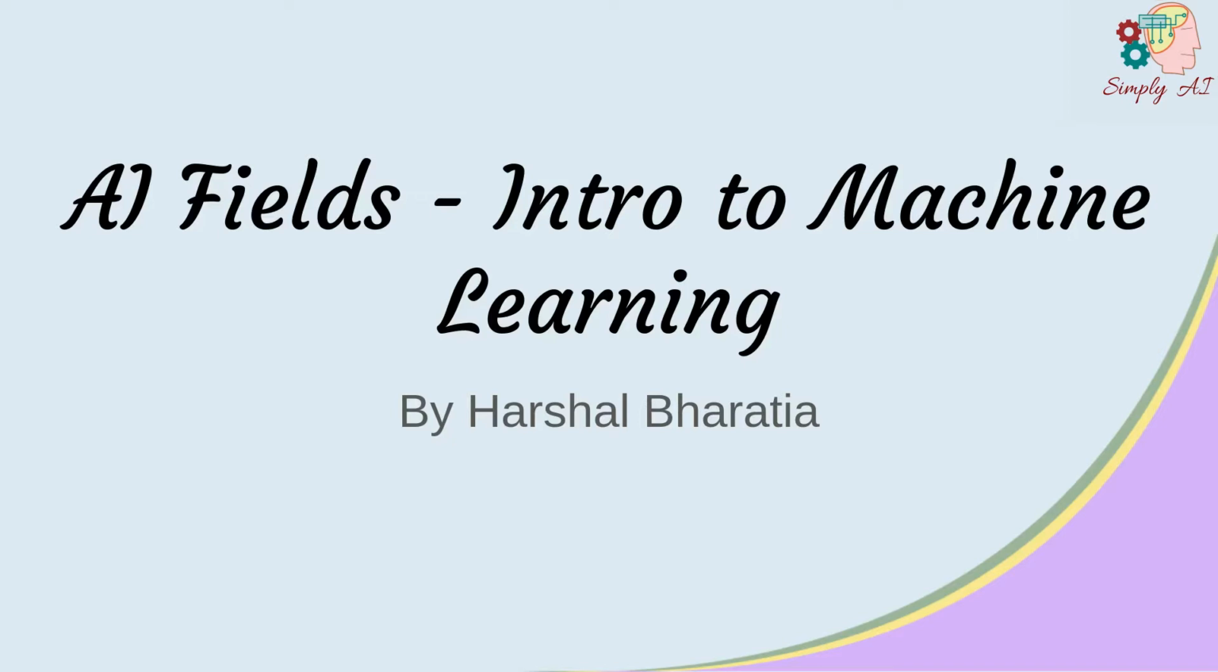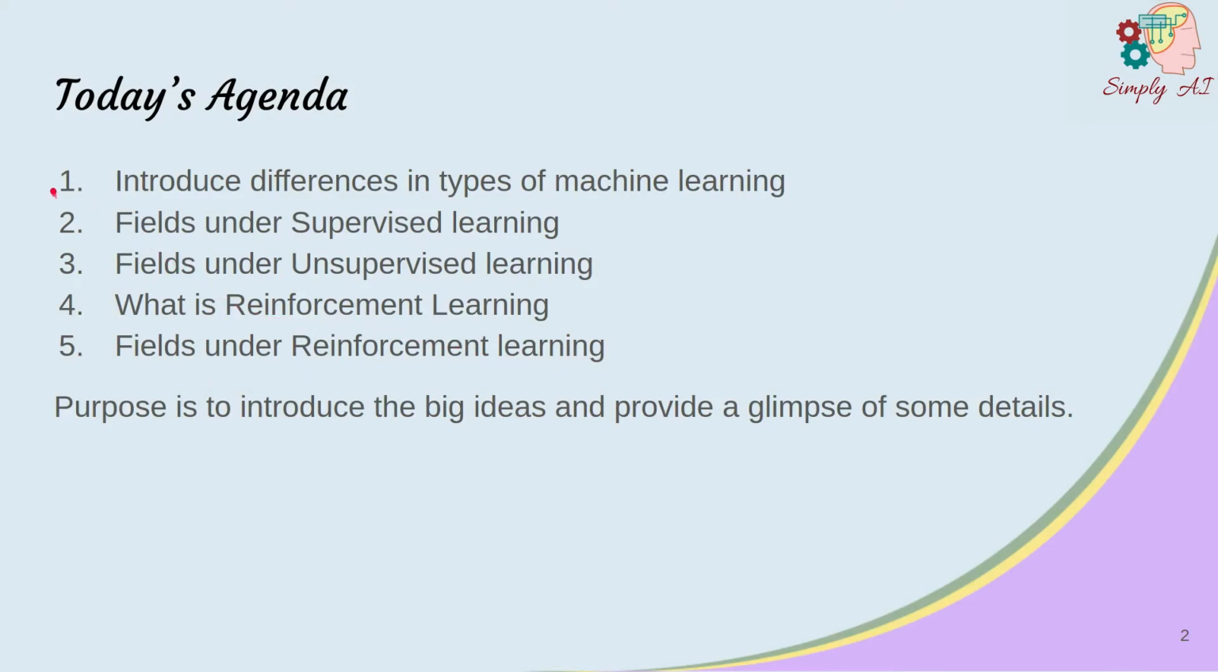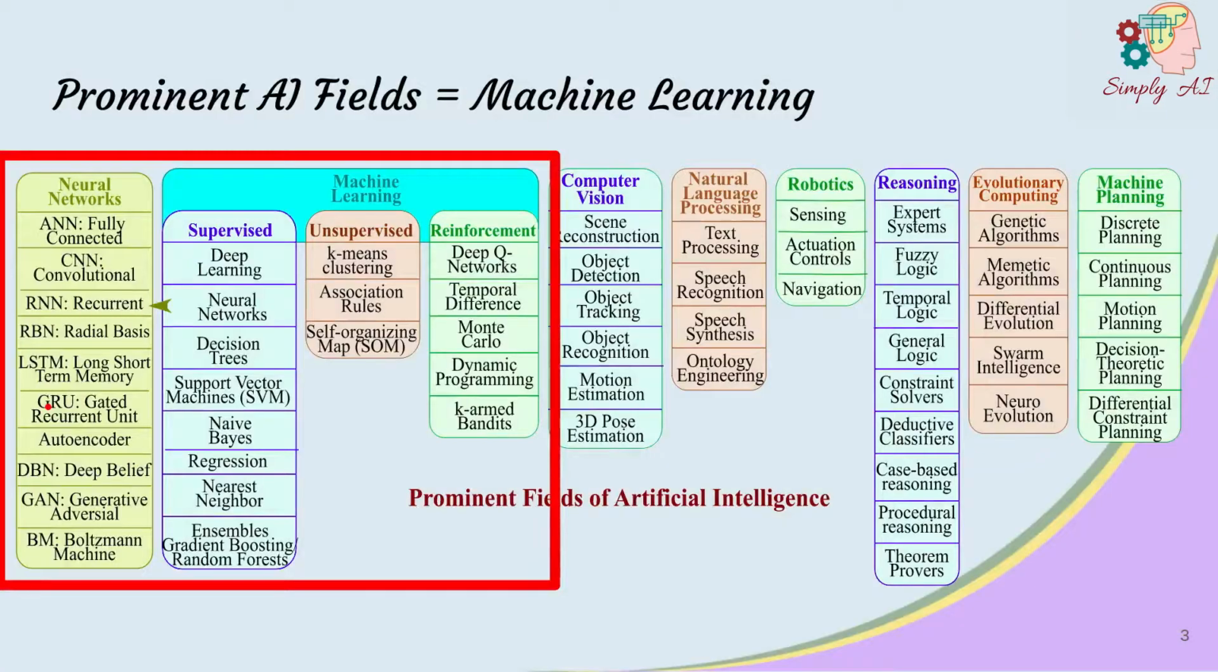Today, we will be looking at an introduction to machine learning. We will look at introducing differences in types of machine learning, fields under supervised learning, fields under unsupervised learning, what is reinforcement learning, and fields under reinforcement learning. The main purpose is to introduce the names, big ideas, and provide a glimpse of some details. It is okay if you don't understand some of these details, as we will cover the important details, along with some concrete examples and applications later on.